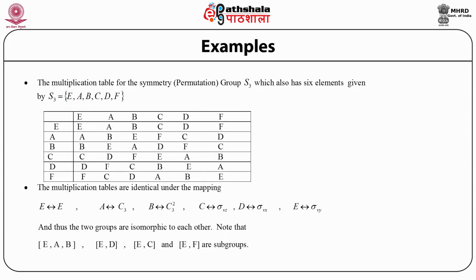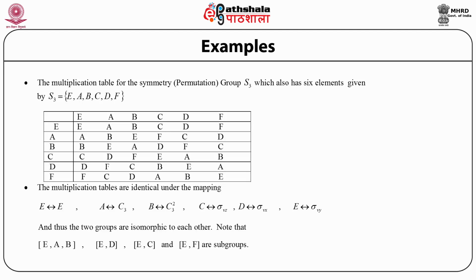Now let us look at the multiplication table of the symmetry group S3, which we have discussed earlier. It has 6 elements given as E, A, B, C, D, and F. The multiplication table of the symmetry group S3, as discussed in earlier modules, is reproduced here.